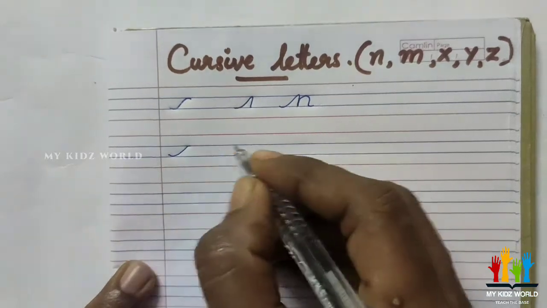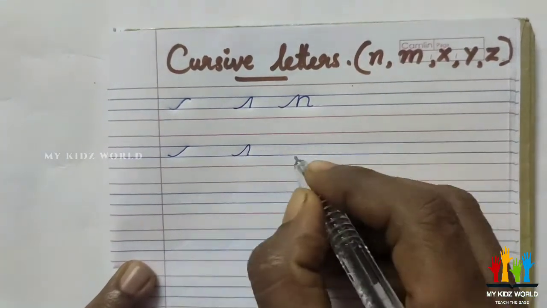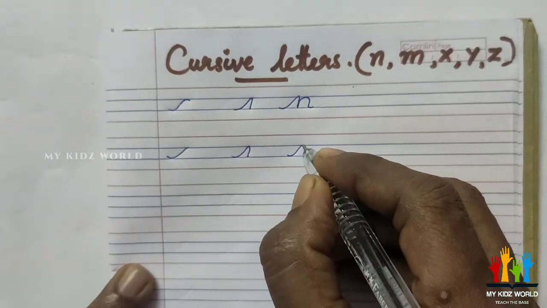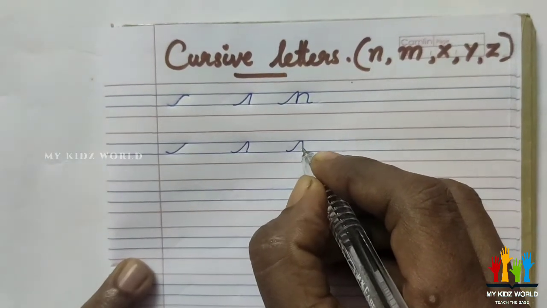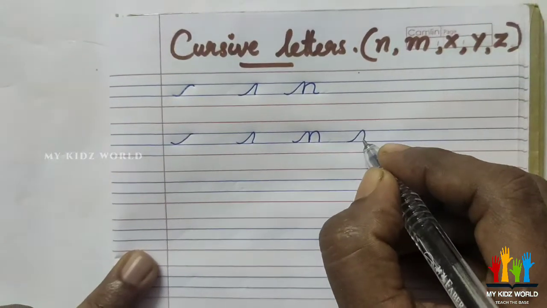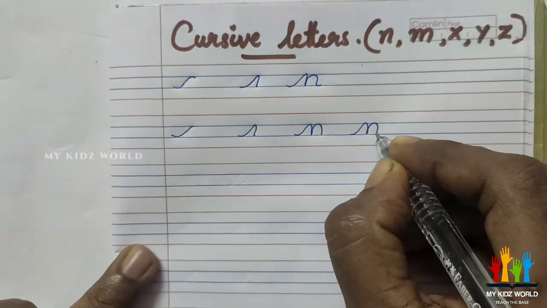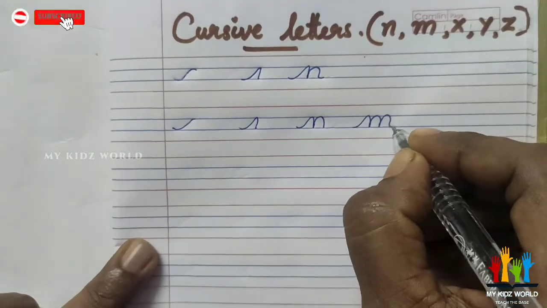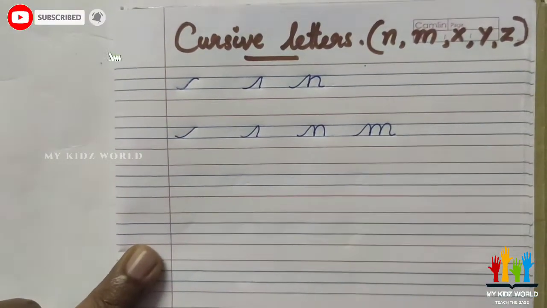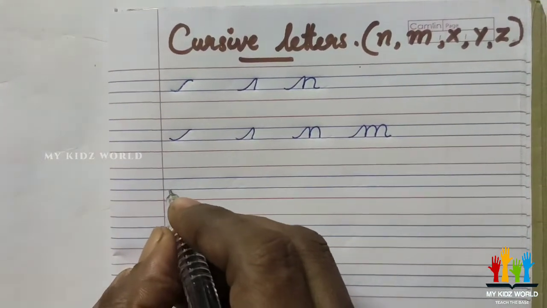Draw the stroke. Draw the stroke, come down. Draw the stroke, come down. Make a curve. Draw the stroke, come down, make a curve, again make a curve like this. Letter M. Next letter Y.